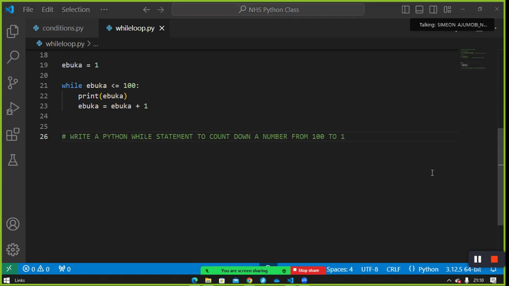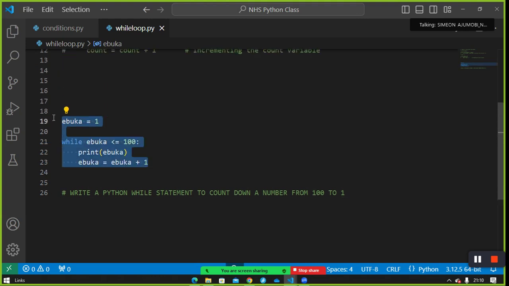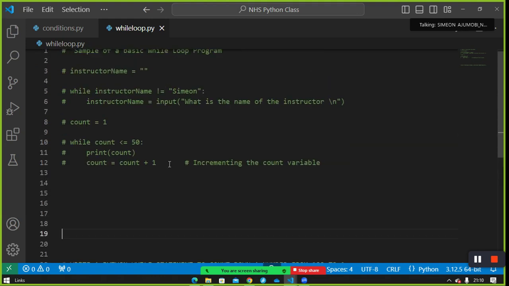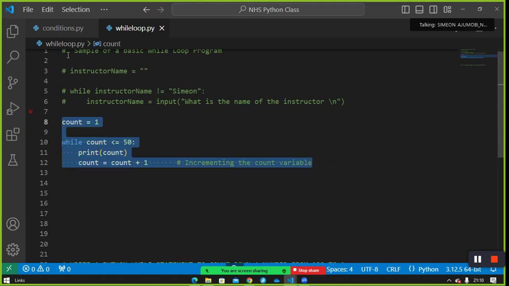So this is the solution to it. You've made a good attempt, and that is good. There's nothing bad about it. It's just the same way this one is. Now notice this one, Ebuka here. Don't let me use Ebuka this time. Let me use a nice word that is welcomed in Python. Now notice that this count was 1 here, and it's counting from 1 to 50.